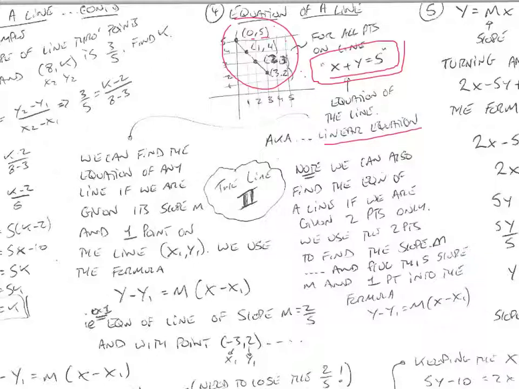We can find the equation of any line if we're given its slope m and just one point on the line, (x1, y1). To do that, we'd use a formula to find the equation of a line in terms of y and x and the number if it exists, by using the formula y minus y1 equals m times x minus x1.